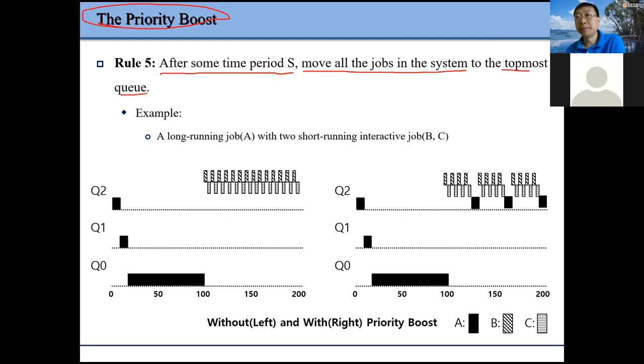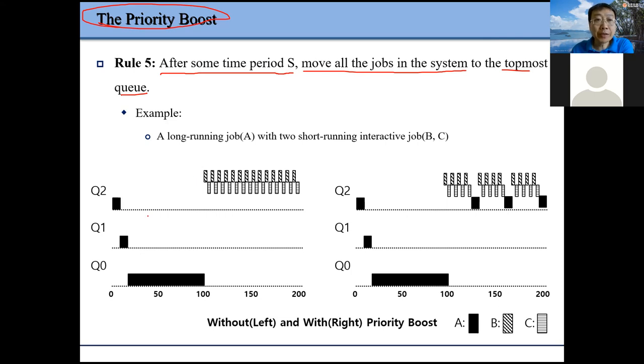Of course, here we have to give an order, right? When we put all jobs onto the topmost queue, we have to give an order of who will run first. But generally speaking, after a while, let's restart our game. Everyone has the highest priority, so everyone will be scheduled in a round robin manner. Then after a while, some shorter jobs will stay on the topmost queue, then longer jobs will go down, okay? But after a longer time period S, we will do this priority boost.